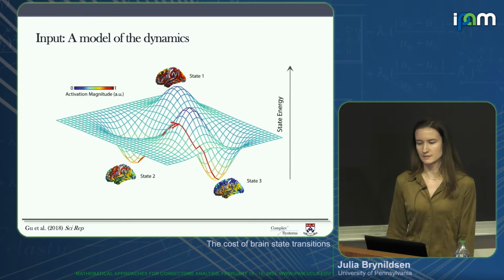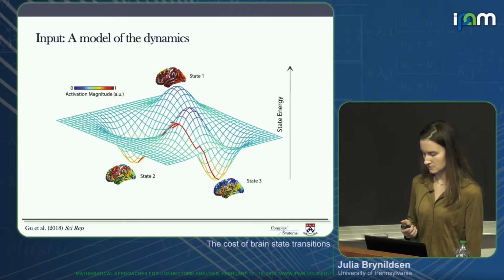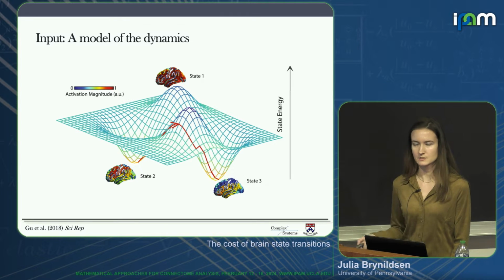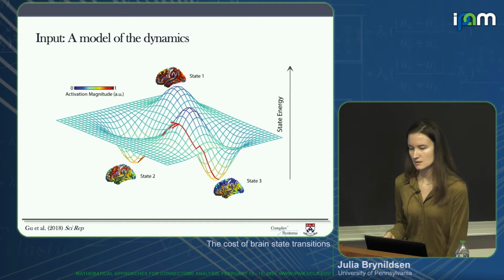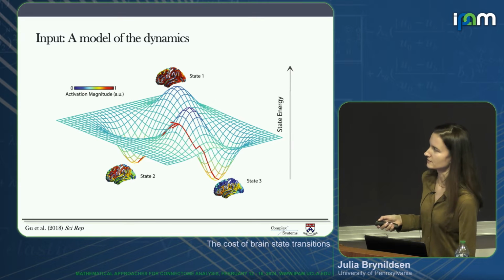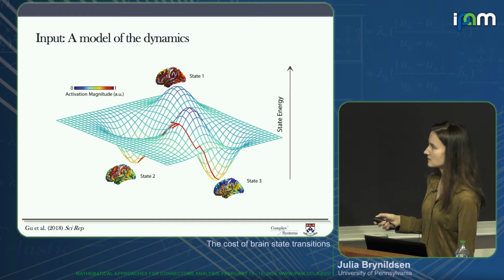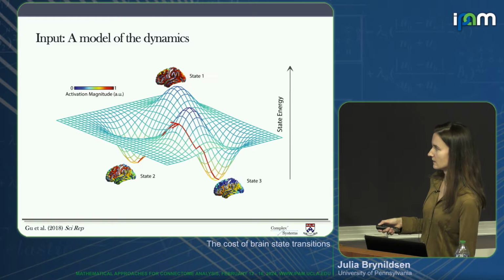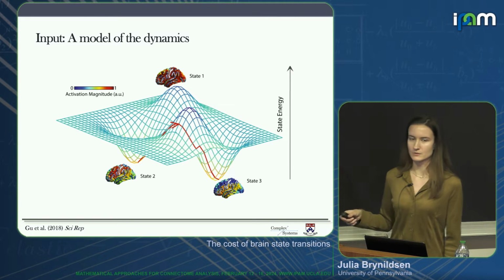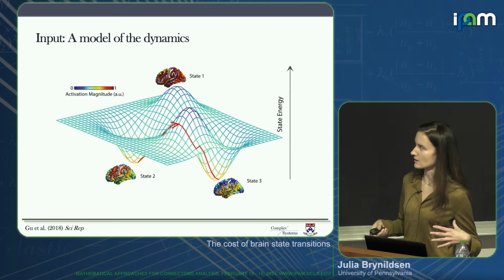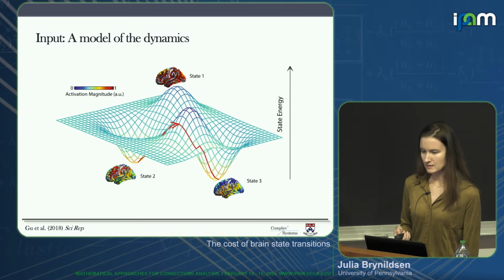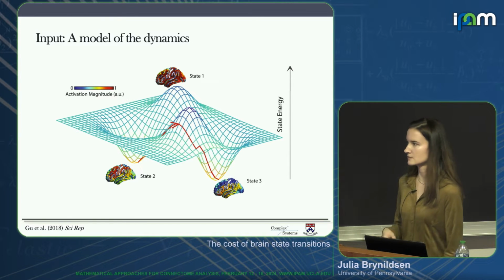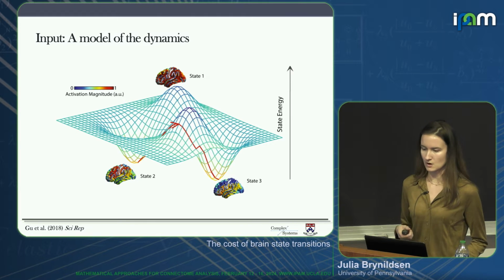Then the second input that we need is a model of neural dynamics. In other words, we need to know what neural activity states the brain occupies and how it transitions between those states. Within the network control theory framework, we can imagine different brain states, which are represented by distinct patterns of neural activity, as occurring along an energy landscape where further away states are more difficult to reach and require more control input. And these brain states could represent different experiences, different cognitive states, different objects.